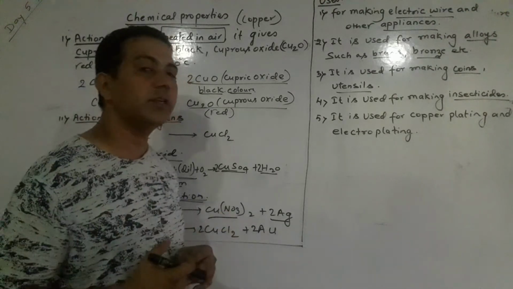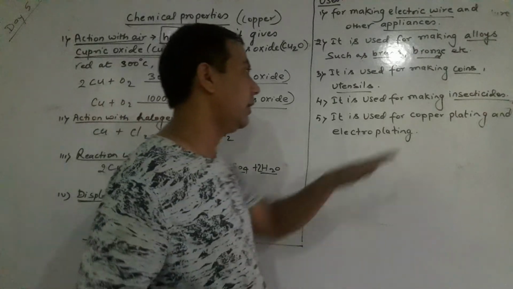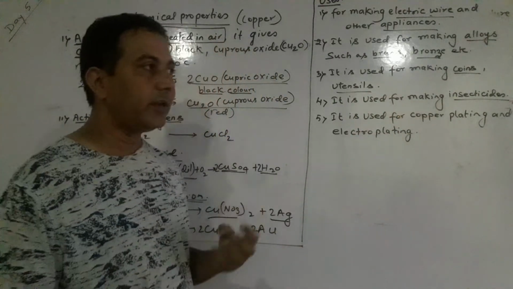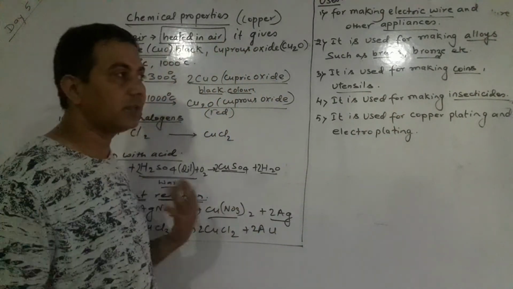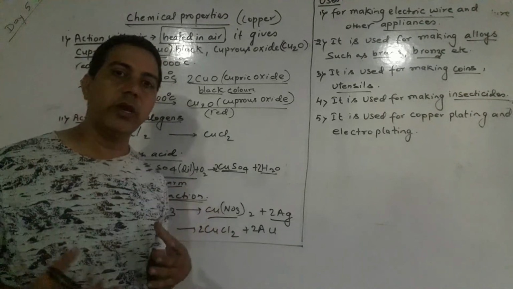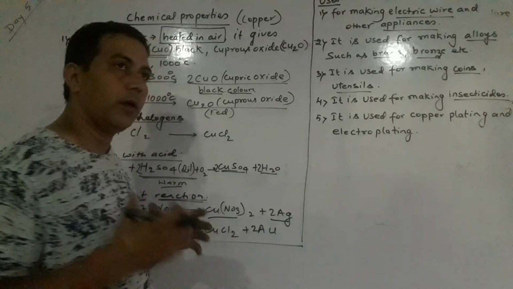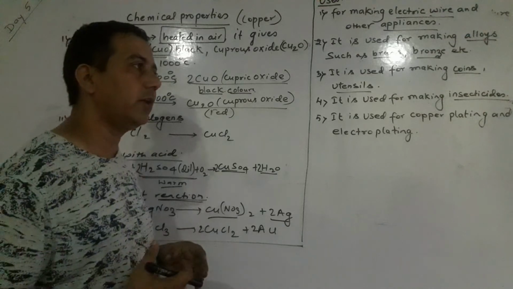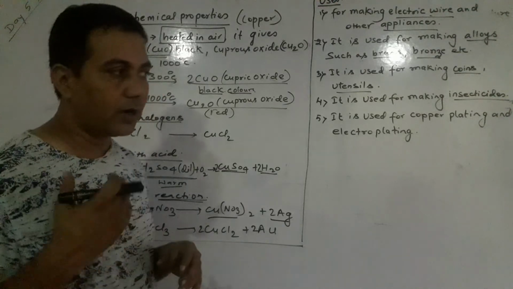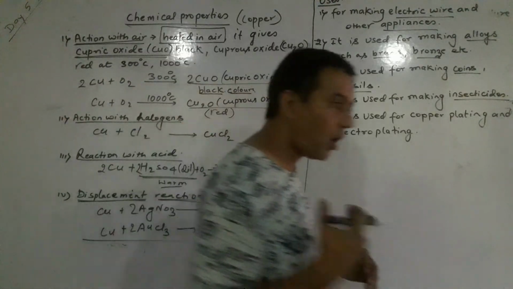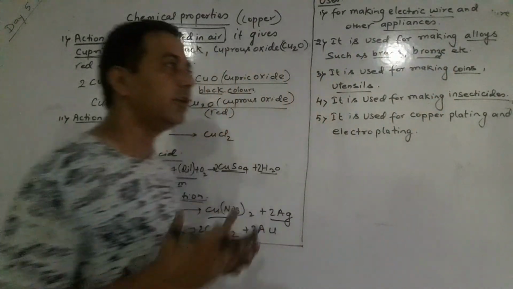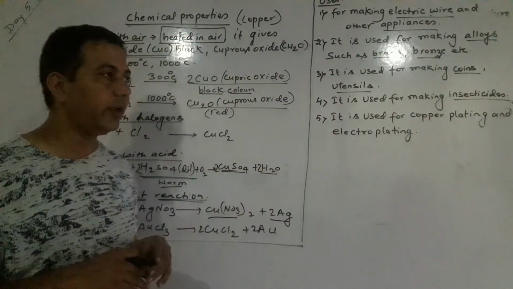Likewise, another use is making coins and utensils. Nowadays cooking utensils are made of it, and previously copper was also used for storing water. It is said that water kept in copper utensils is good for drinking.